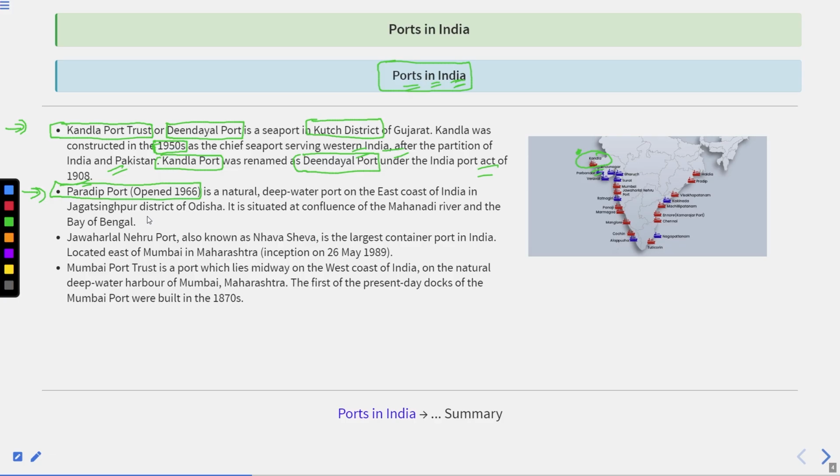The Paradip port was opened in 1966. It is a natural deep water port on the east coast of India in Jagatsinghpur district of Odisha. Okay, situated at the confluence of the Mahanadi River and the Bay of Bengal. So we can say it is at a place where the Mahanadi River falls into the Bay of Bengal. Like here you can say this is the Paradip port. So here the Mahanadi River falls into the Bay of Bengal.